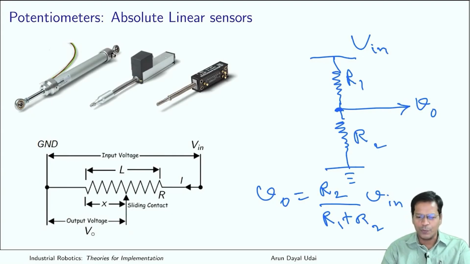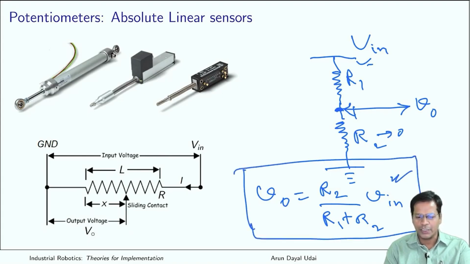If R2 tends to 0, the output voltage becomes 0. If R2 becomes equal to R1 plus R2, that is, this point shifts to this end, then what you see as output is exactly the input voltage. This is the first principle I will be using for this type of sensor. The arrangement is very much like the way it is shown here. You have a slider here.